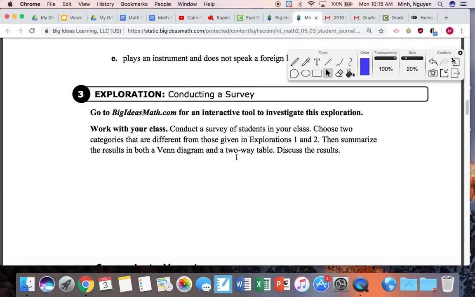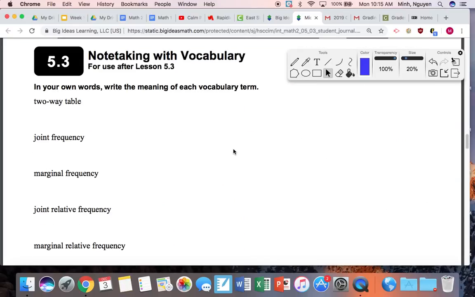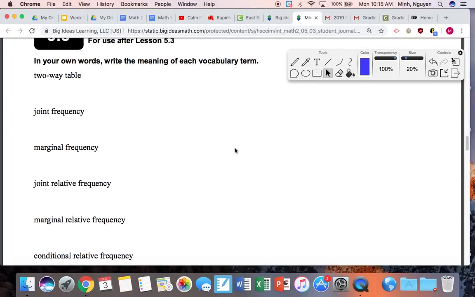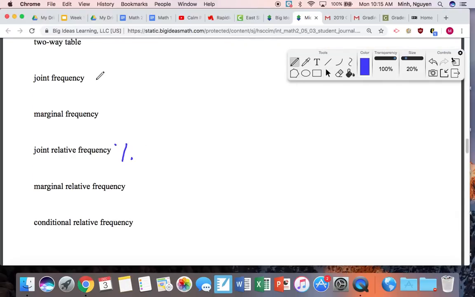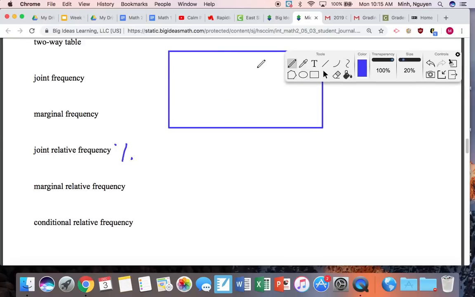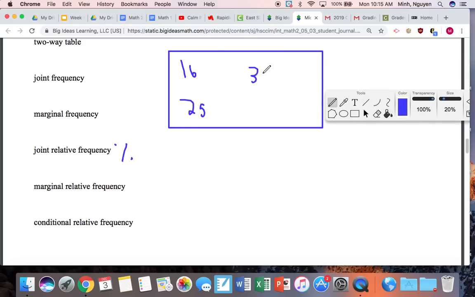Moving on. For these definitions, the only difference in joint frequency and joint relative frequency is that this is a percent, and this is just the number. So for instance, earlier we had a table that went something like 16, 25, I think it was 30, then 9. So the joint frequencies are just these. These are all the joint frequencies.